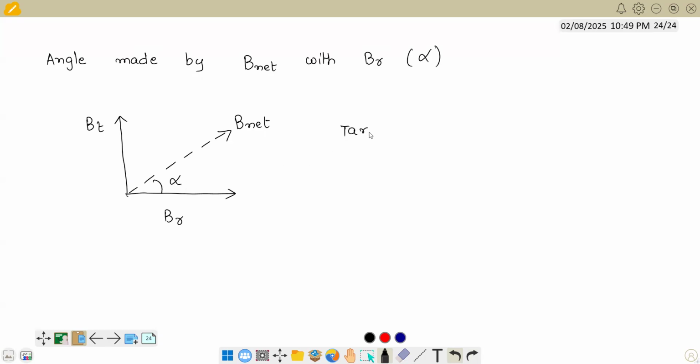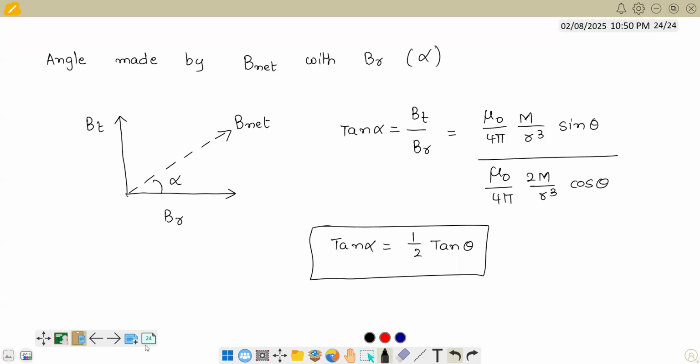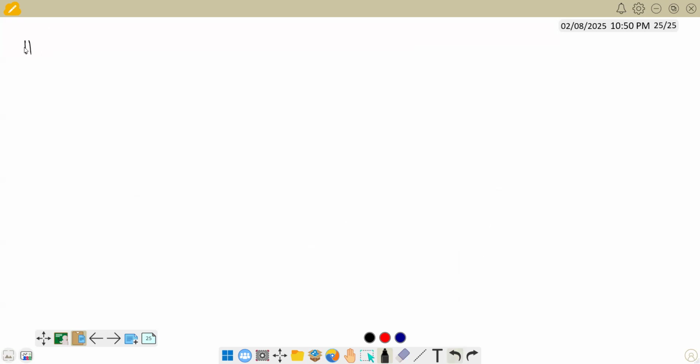So I can simply write tan alpha is equal to, bringing this to this side, B T by B R. B T is mu naught by 4 pi m by r cubed into sin theta divided by mu naught by 4 pi 2m by r cubed into cos theta. So on solving, you will simply get tan alpha is equal to half of tan theta. This is what you will get. So finally, let me write the conclusions, the most important conclusions. If you can't derive all these derivations, you just remember the conclusion formula, okay?